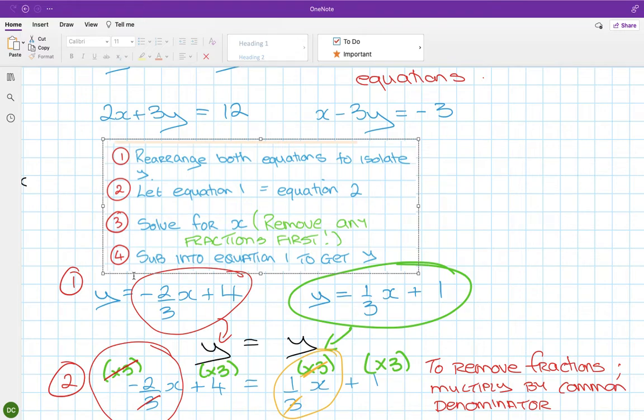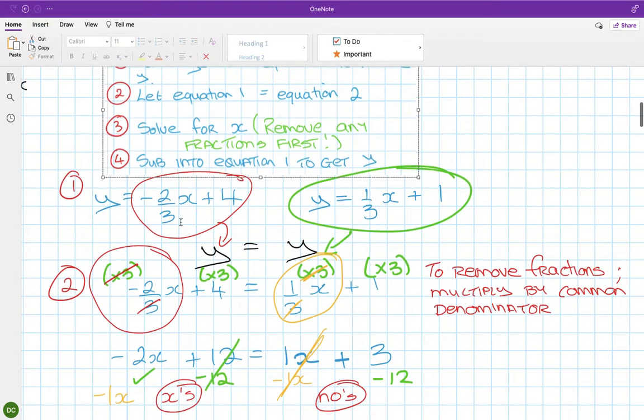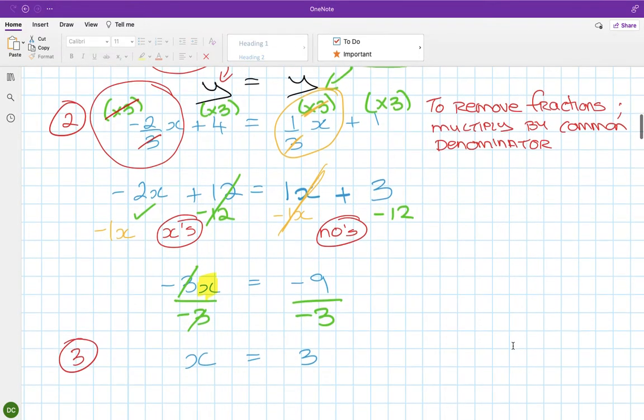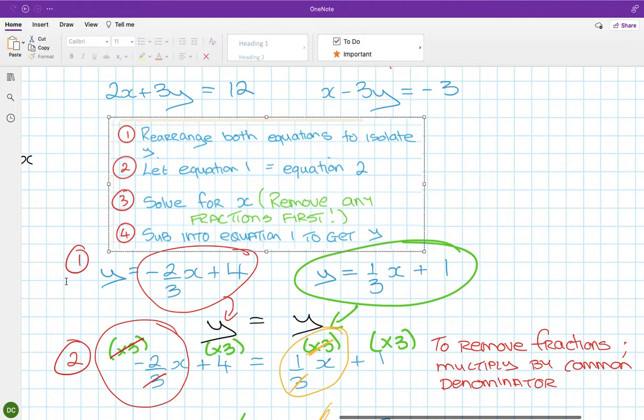So the very last step then. I rewrote the equations in terms of y. I let y equal y, which means I let one equation equal the other equation. If there are fractions, get rid of them. You do that by multiplying by the common denominator. So I did that, and then I solved for x. So I have step 3 complete.